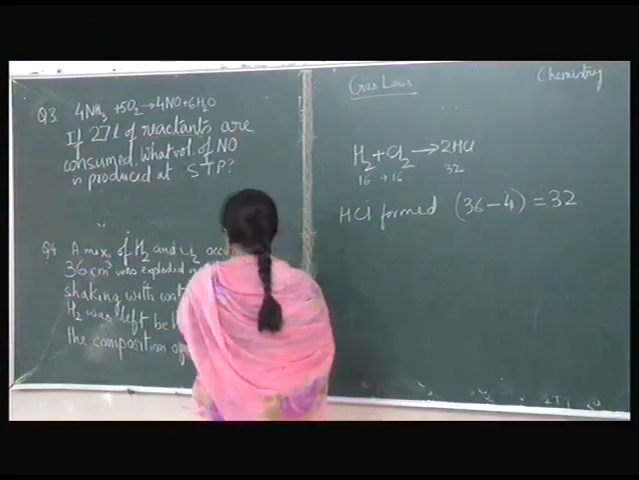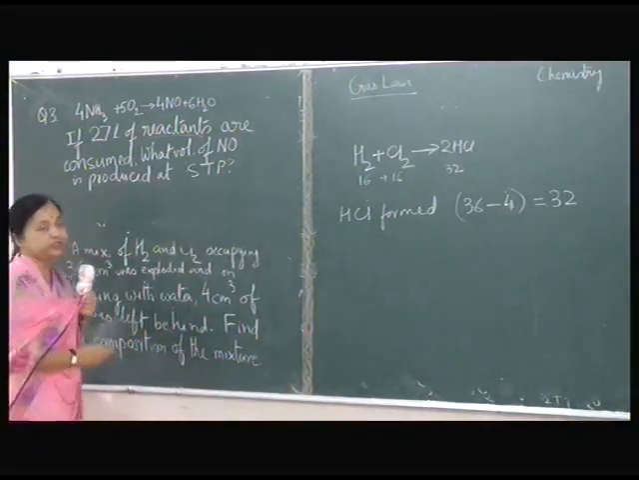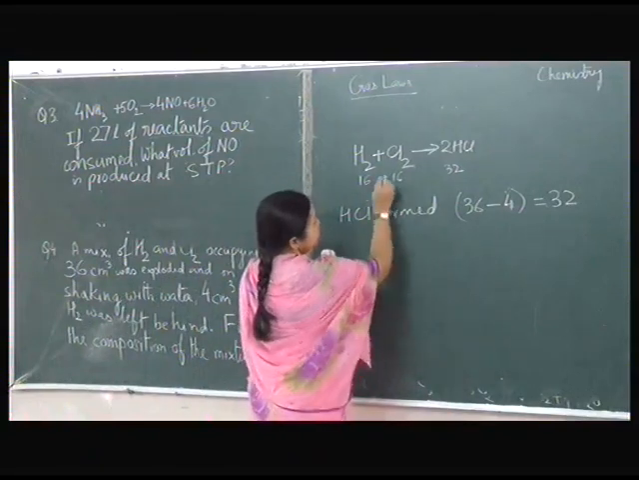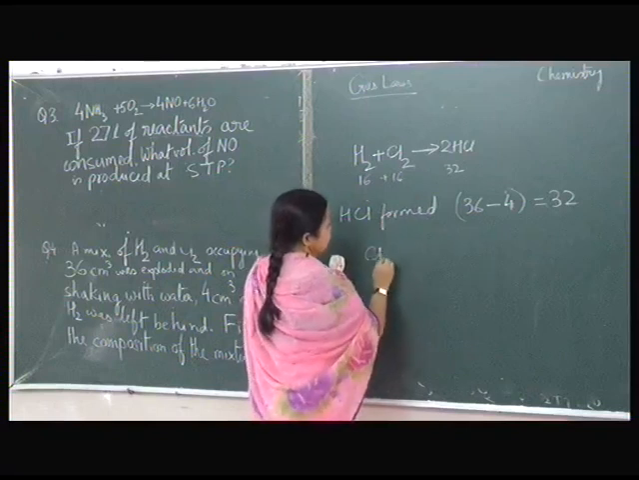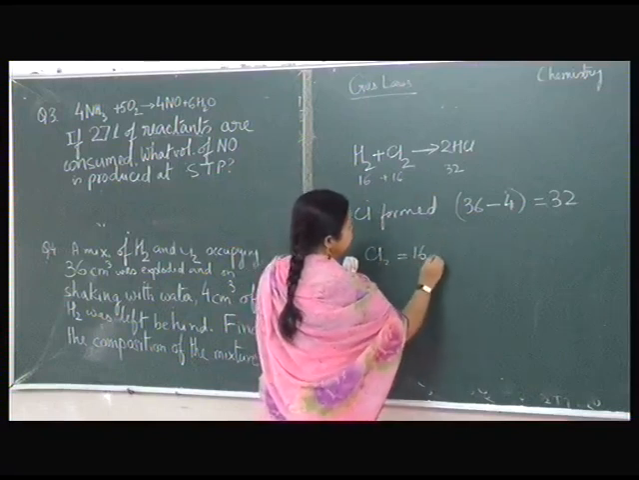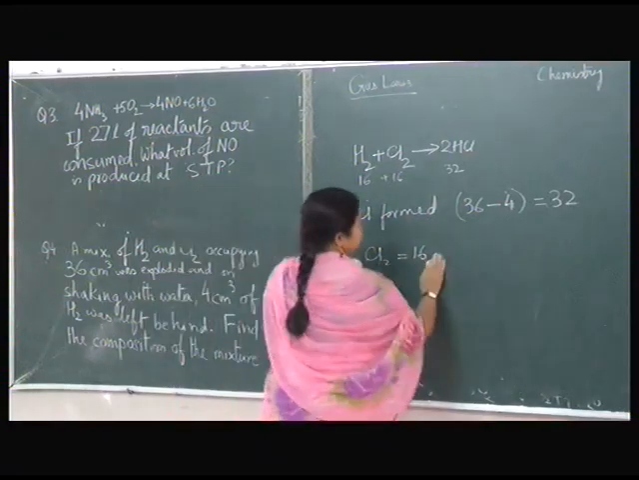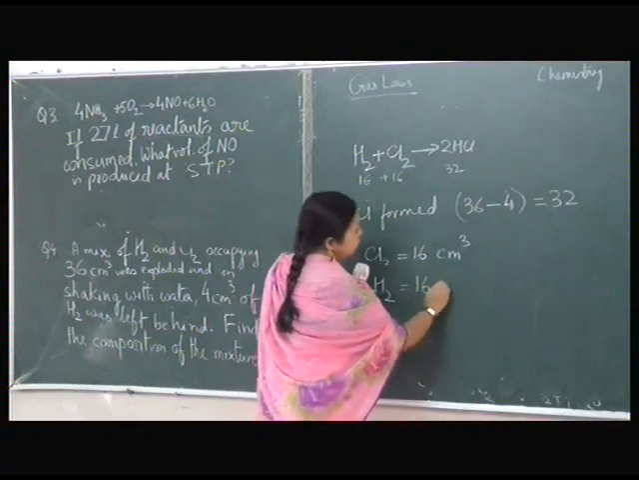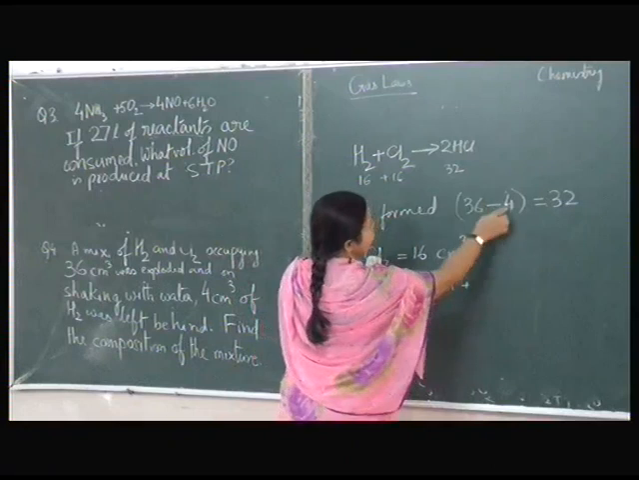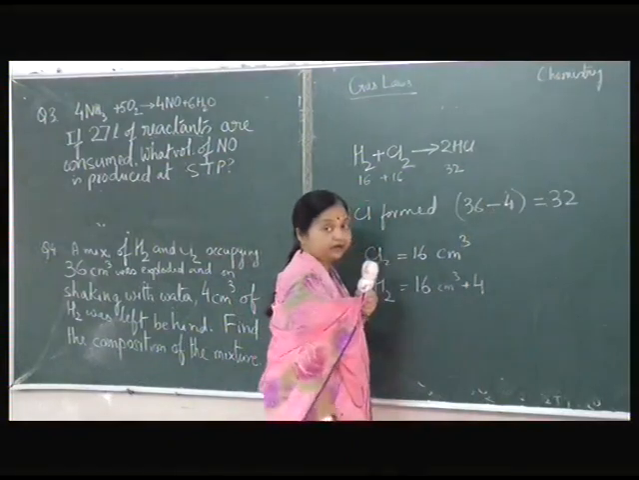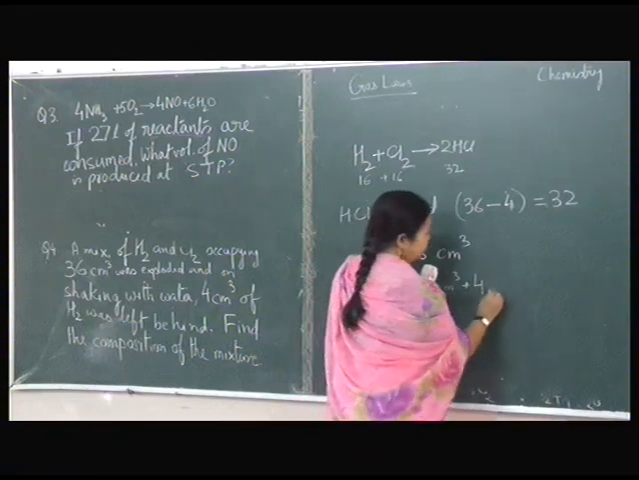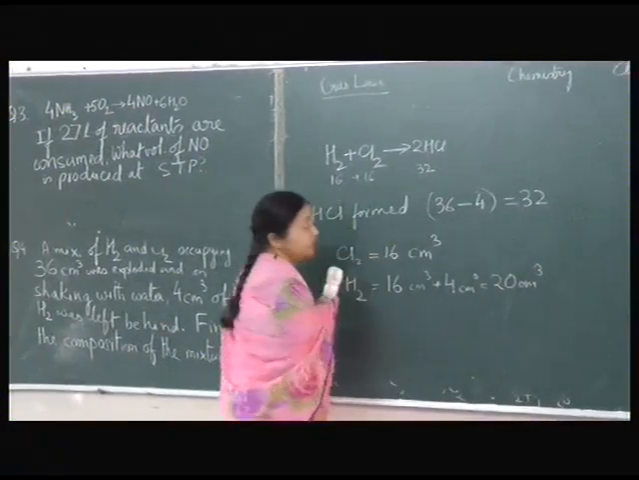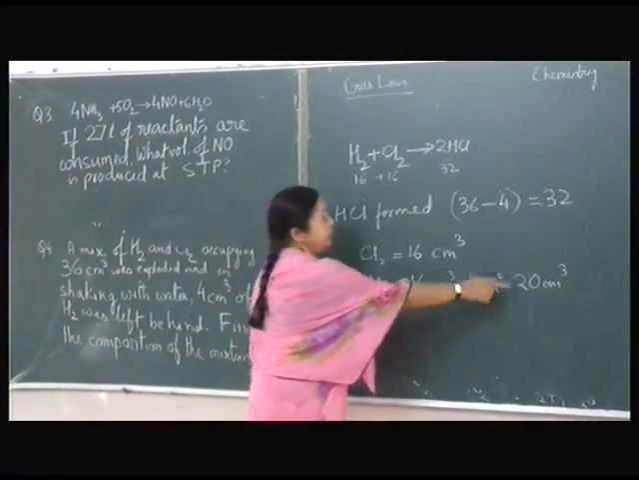So what was the mixture? It is told to find the composition of the mixture. The initial mixture, what was the composition? So composition was 16 cm cube of chlorine, and hydrogen, 16 cm cube reacted plus the 4 cm cube that was left unreacted, that did not dissolve in water. That is equal to 20 cm cube. So the initial mixture had 20 cm cube of hydrogen.